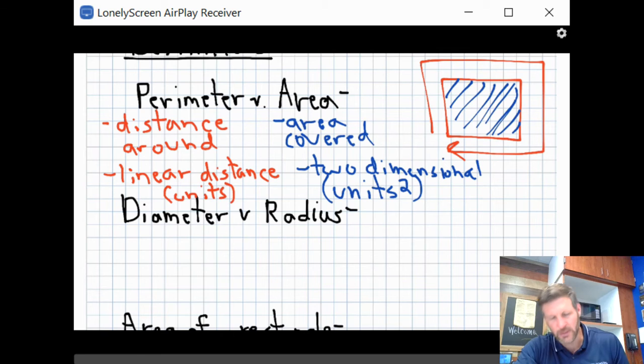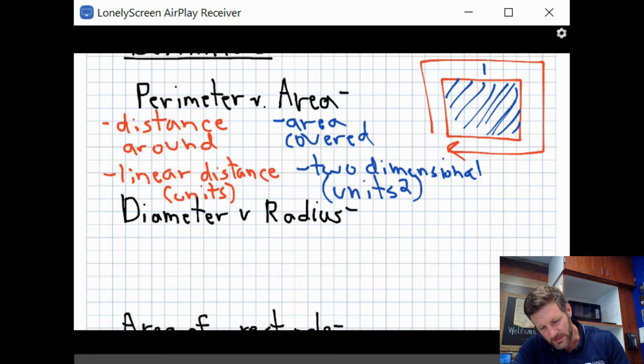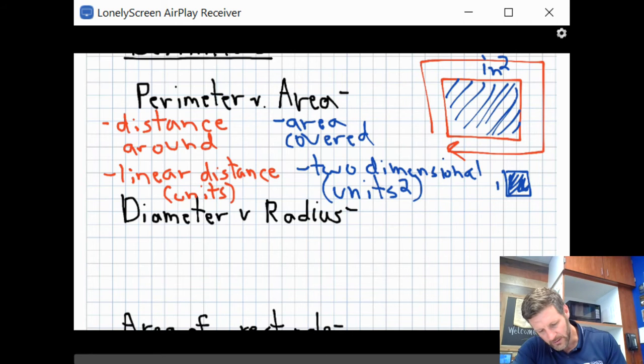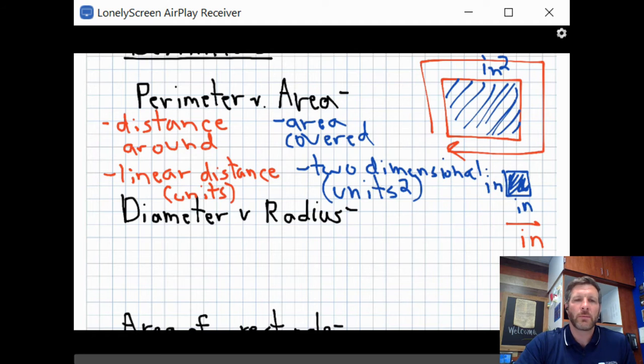Two-dimensional, or what we might call units squared. What I mean by units versus units squared is, say this rectangle here was measured in inches. My area would be expressed as inches squared, because a unit of area actually has two dimensions. We're saying it's an inch by an inch, in two dimensions. Whereas perimeter is just one dimension, and it would just be an inch. So whenever you're doing perimeter, your unit should always just be plain inches, feet, centimeters, whatever. If you're doing area, it should be inches squared, feet squared, centimeters squared. And again, distance around versus distance covered.